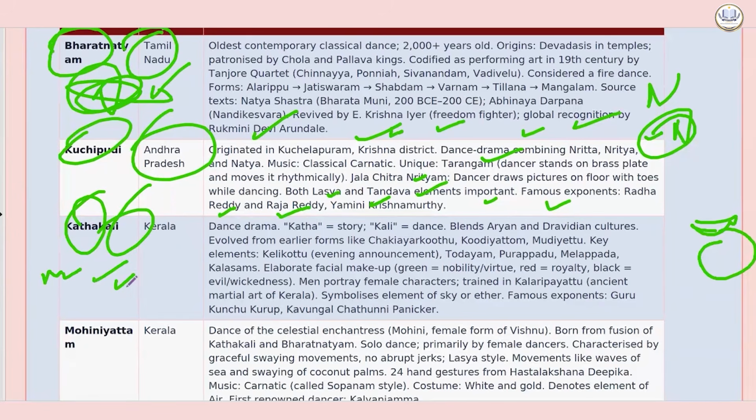Elaborate facial makeup: green is nobility or a virtuous person, red is royalty, and black is evil or wickedness. Men portray female characters, and they are trained in Kalaripayattu, the ancient martial art of Kerala. It symbolizes the element of sky or ether. Famous exponents are Guru Kunchu Kurup and Kavungal Chathunni Panikar.